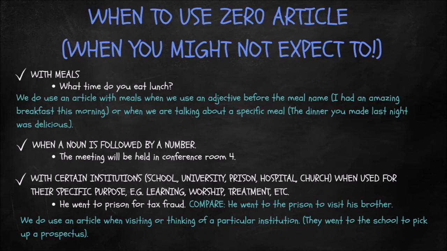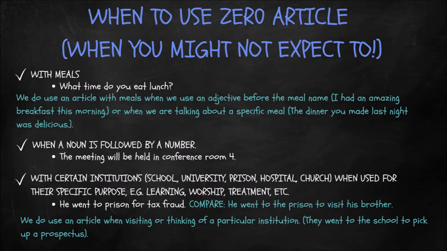And also, this is perhaps the most confusing point, the one that people get mixed up with the most, because we don't use an article with certain institutions. For example, school, university, prison, hospital, and church. And we don't use an article when it's used for their specific purpose. So, for example, learning, worship, or treatment, etc. Right? So, we would say he went to prison for tax fraud. And if you compare that with he went to the prison to visit his brother.